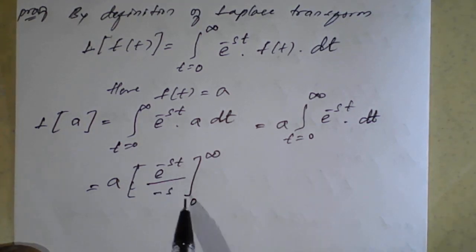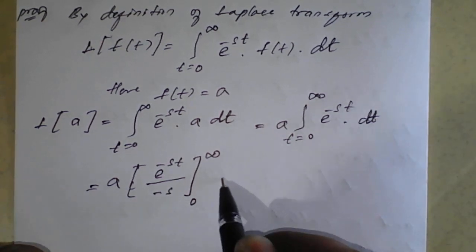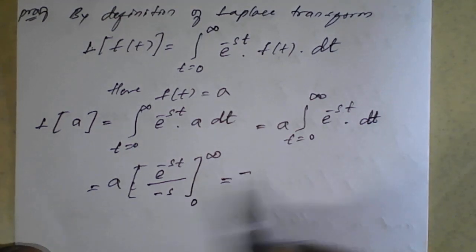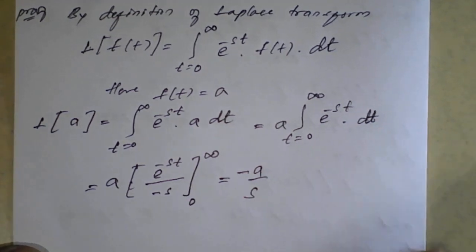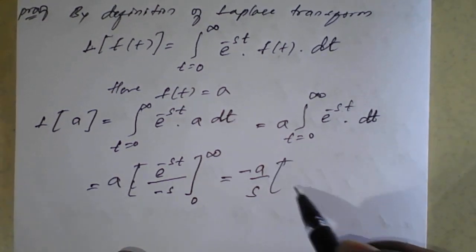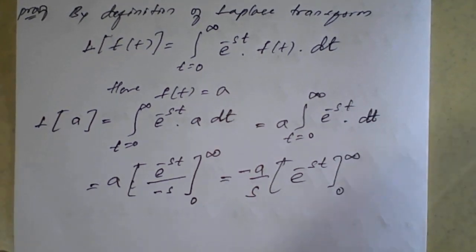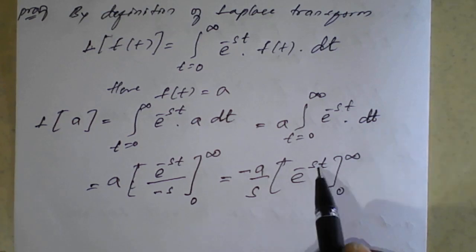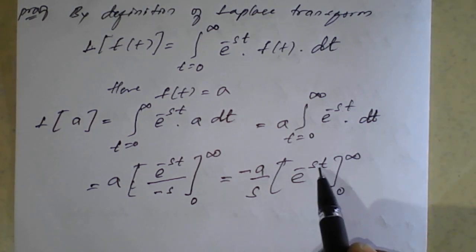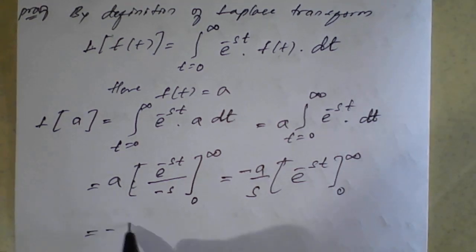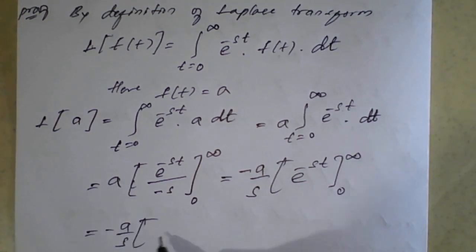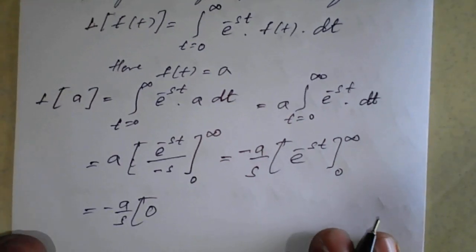So now we'll apply the upper and lower limits, and I will take 1 upon minus s, which is a constant, outside. So I will write minus a upon s, and what is left here is e raised to minus st from 0 to infinity. Fine. So we'll apply the upper and lower limits. If you apply the upper limit, e raised to minus s times infinity, that is e raised to minus infinity. E raised to minus infinity is 0. This is the upper limit.